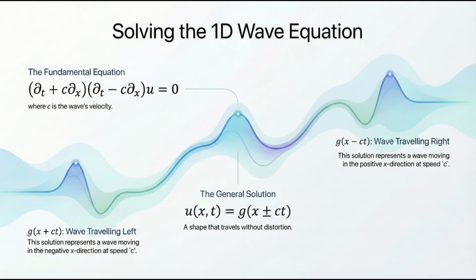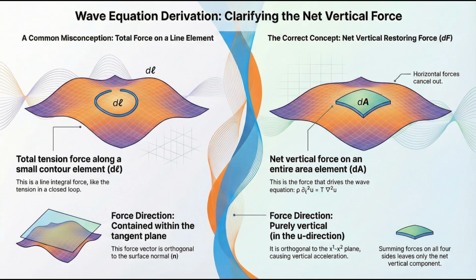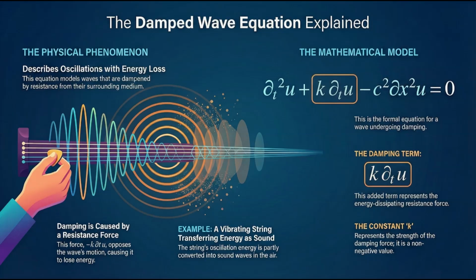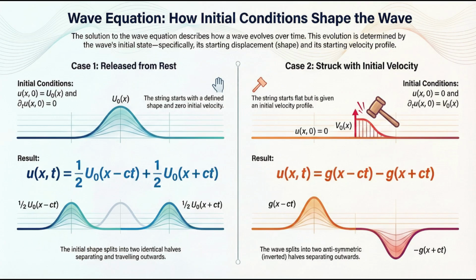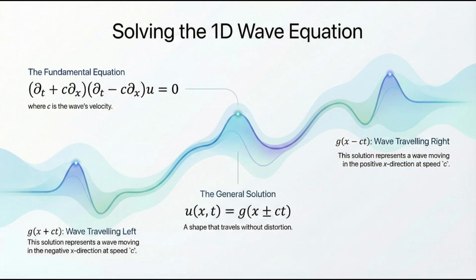And finally, let's get real. We have ideal waves versus realistic ones. An idealized undamped wave, it's perfect. It just keeps its height forever, never losing any energy. But in the real world, you've got damping, energy loss, and that makes the wave's overall height shrink and shrink exponentially until, poof, it's gone.